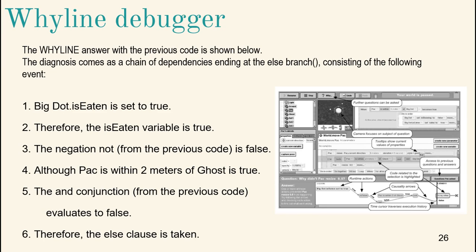The diagnosis comes as a chain of dependencies ending at the else branch, consisting of the following events. 1. The big dot that is eaten is set to true. 2. Therefore, the is eaten variable is true. 3. The negation not from the previous code is false. 4. Although Pac is within 2 meters of ghost is true. 5. The and conjunction from the previous code evaluates to false. 6. Therefore, the else clause is taken. And this is showing you all the steps it took to get to the result that says, hey, this did something else that you didn't want it to do, and these are the reasons why.